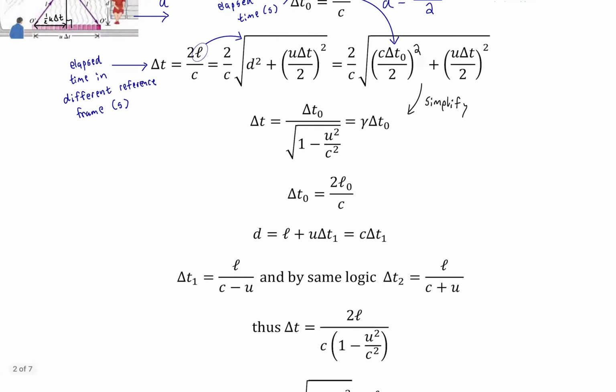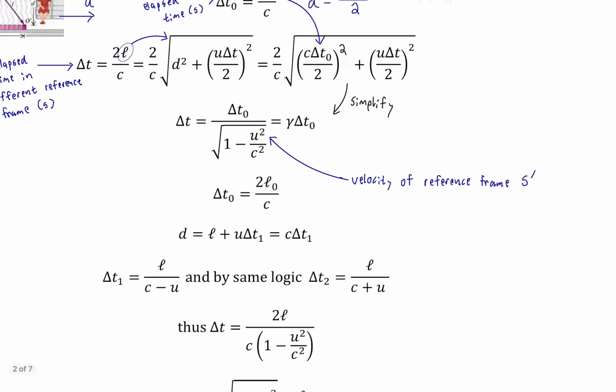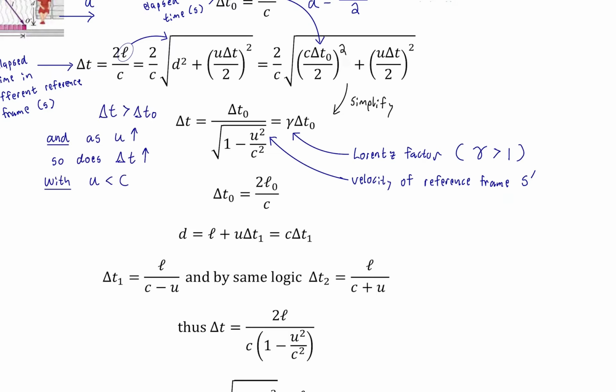All right, so we also want to talk a little bit about proper length and length contraction. First I'll label a couple things here. So u, as I said before, is the velocity of the reference frame S prime, the moving reference frame, that's Mavis's reference frame in this case. The Lorentz factor is gamma, and gamma is always greater than 1. We can see that delta t, the elapsed time, is always greater than the proper time. And as u increases, so does the value of the elapsed time as measured in the other reference frame. And u will always be less than c because you can never actually move at the speed of light. So, a very important equation.